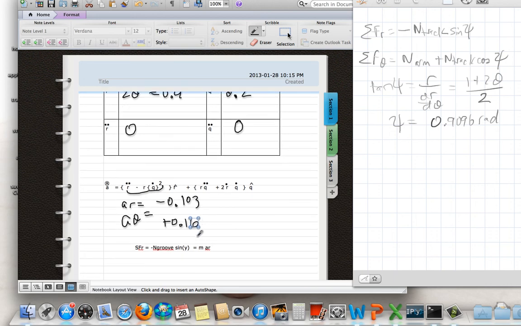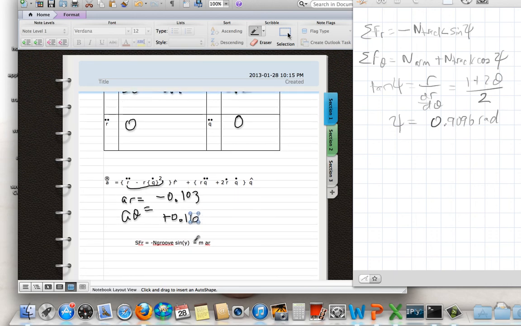Alright, so then we substitute those two accelerations and the value of psi into our force equations, and we solve for the two normal forces.